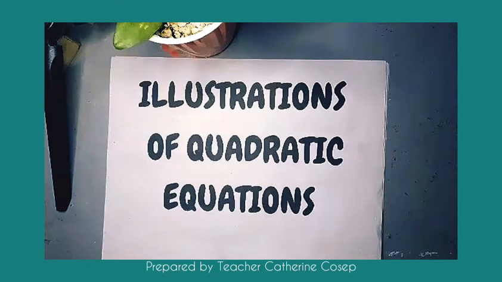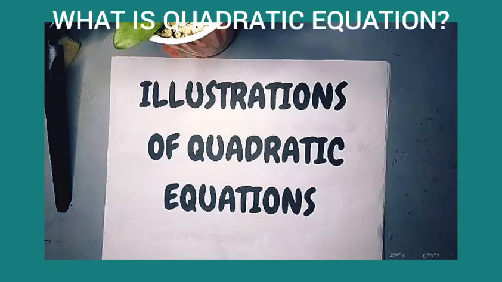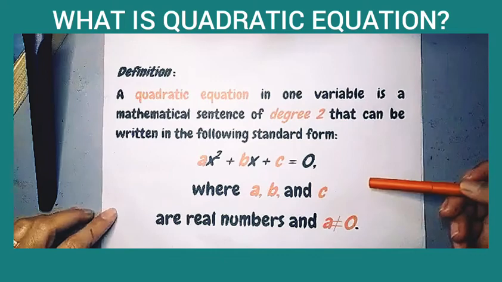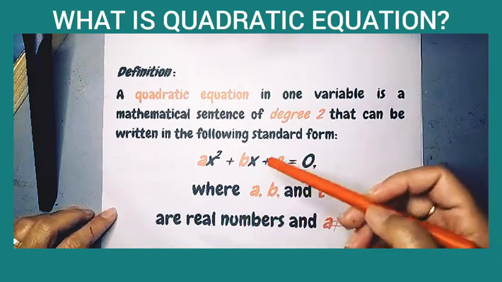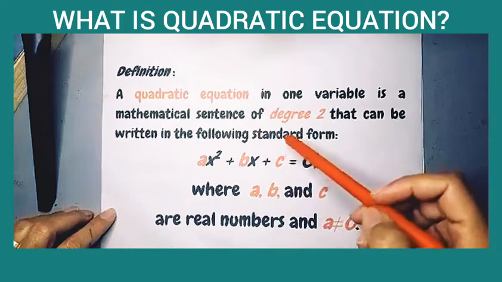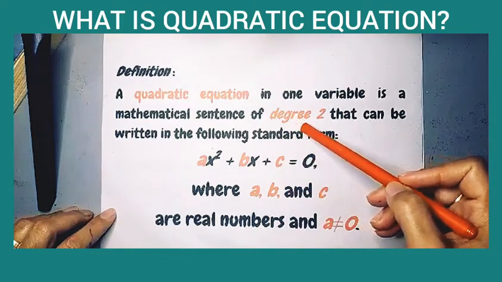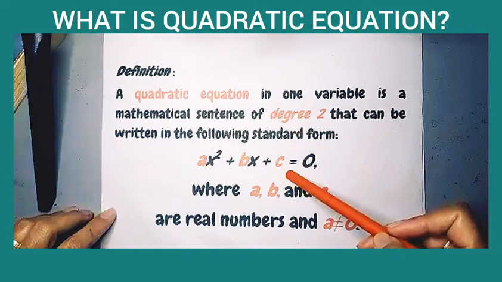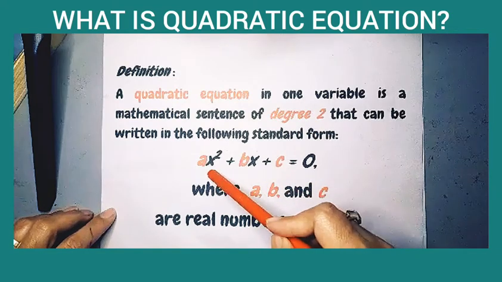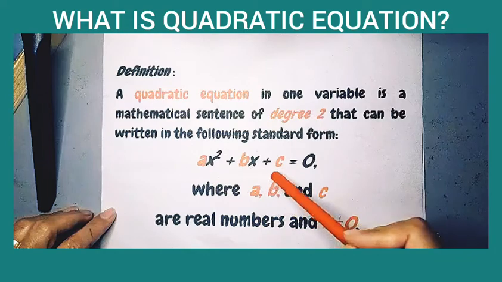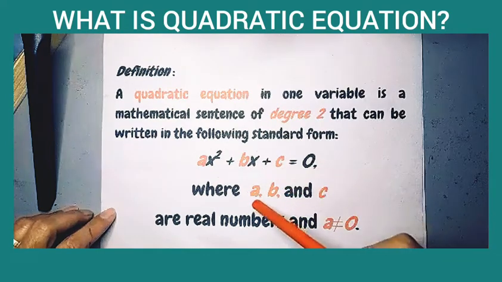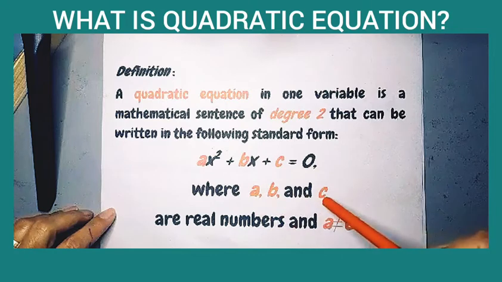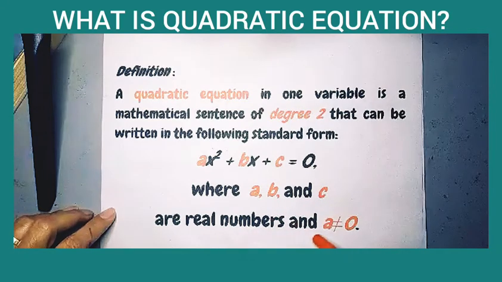Tonight, we will be learning the easiest way to determine if an equation is quadratic or not. Now, what is a quadratic equation? A quadratic equation in one variable is a mathematical sentence of degree 2 that can be written in this standard form: ax squared plus bx plus c equals 0, where the values of a, b, and c are real numbers, and a should not be equal to 0.